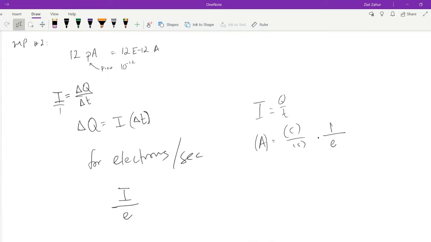So if I divide this by E, I get amps per number of electrons, and so the E is equal to 1.6 times 10 to the negative 19 coulombs. This will give me electrons per second. Okay, the coulombs cancel. So we have number of particles per second, and the particle is the electron.